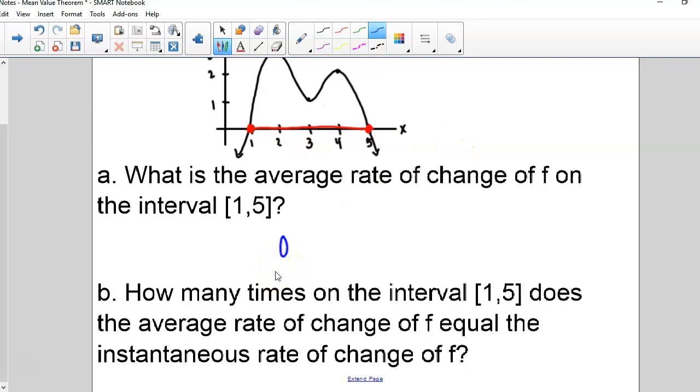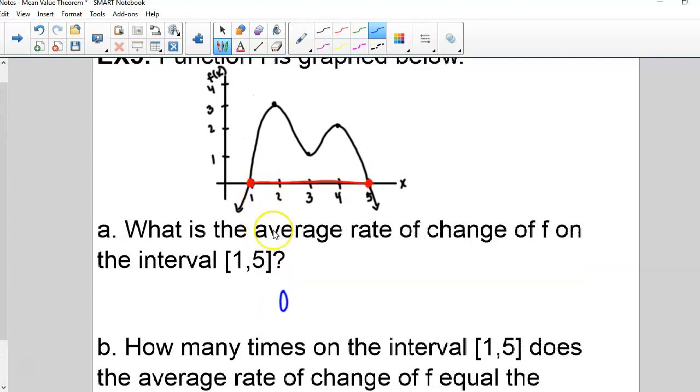B says, how many times on the interval from 1 to 5 does the average rate of change of f equal the instantaneous rate of change of f? Okay, so if we look at this graph, how many times is that going to happen? How many times are we going to have an instantaneous rate of change that is the same as our average rate of change, which is 0? Yep, 3. And where would they be, Allie?